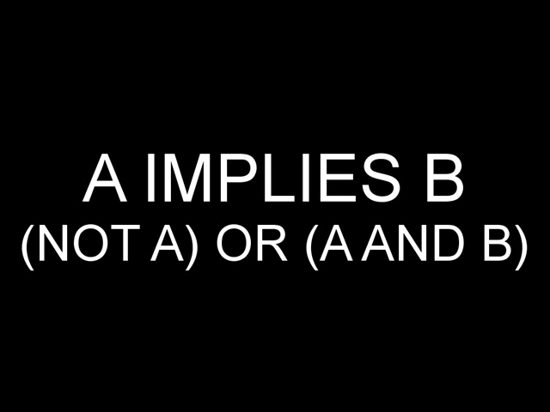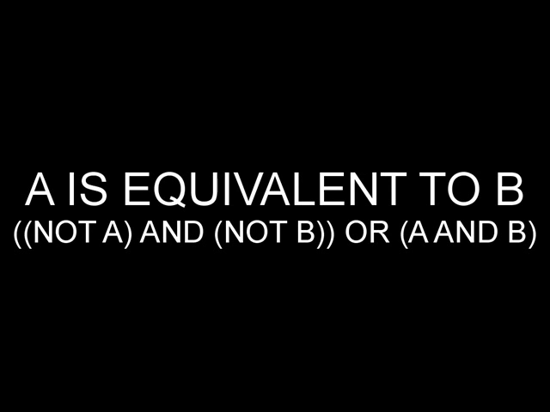It is often understood to mean if A then B. For example, "it is raining" implies it is cloudy, since it cannot rain without it being cloudy. A is equivalent to B is true only if either not A and not B or A and B. Essentially, this is the same as A implies B and B implies A.